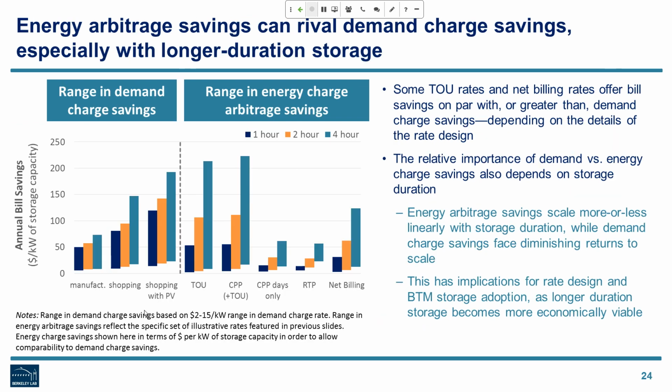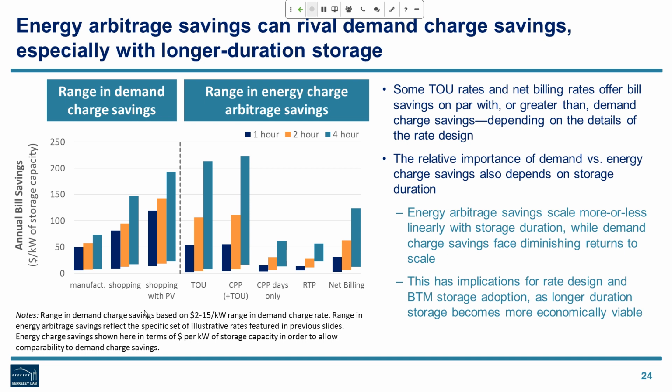So this is the grand finale results slide that I was mentioning a bit earlier. We've looked at most of these rate design elements individually. So here we compare how the bill saving ranges compare across demand charge savings and arbitrage savings together. The figure here shows the range in annual bill savings from the demand charge savings on the left for the 3 load profiles considered for 3 storage durations using the reference non-coincident demand charge design with the $2 to $15 per kilowatt range.